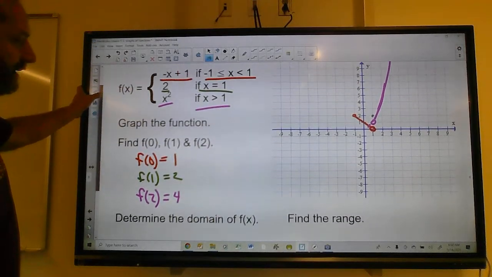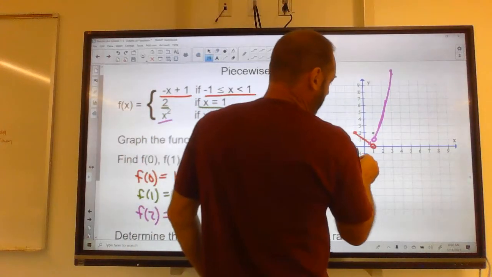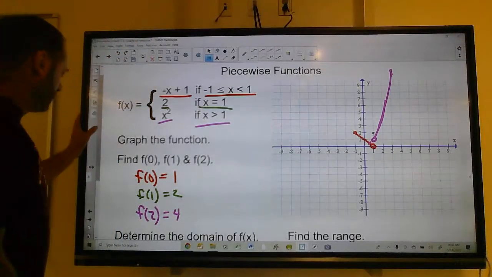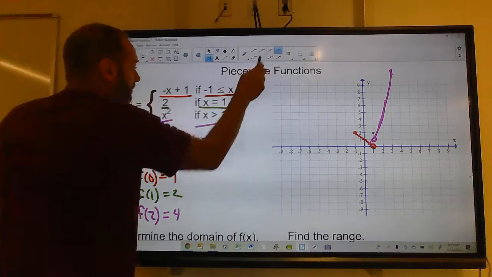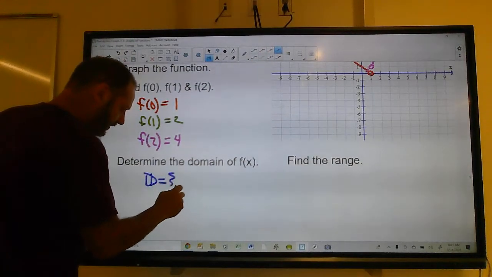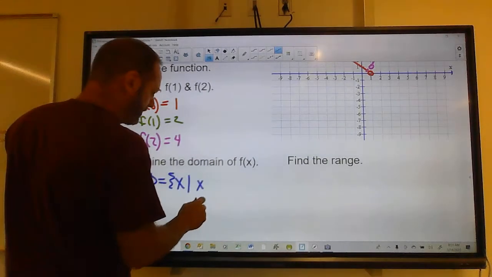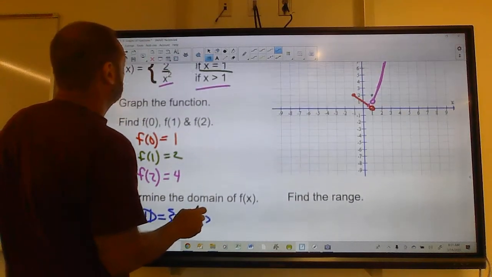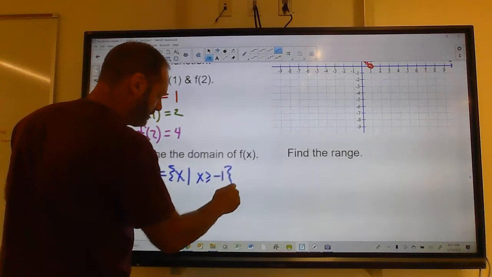Okay, determine the domain. All right, where does this thing have an answer? Well, it has an answer from -1 to infinity, because this just takes off and gets greater. So the domain of this is going to be the set of all x's where x is greater than, can it be equal to? Yep, or equal to -1.